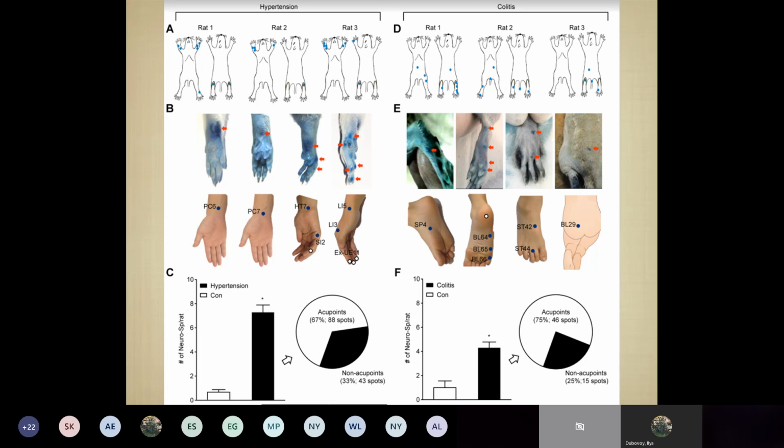Now, what does that mean? What's the relevance of this? Well, we'll get to that in a sec.